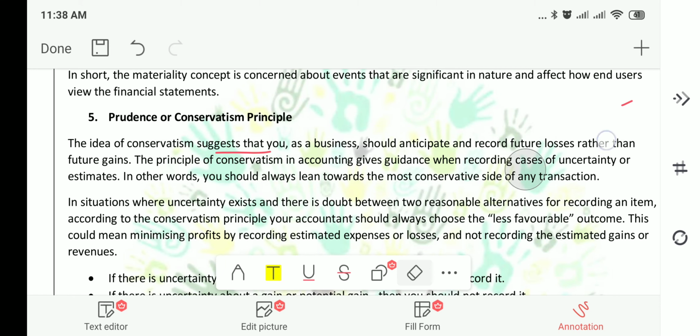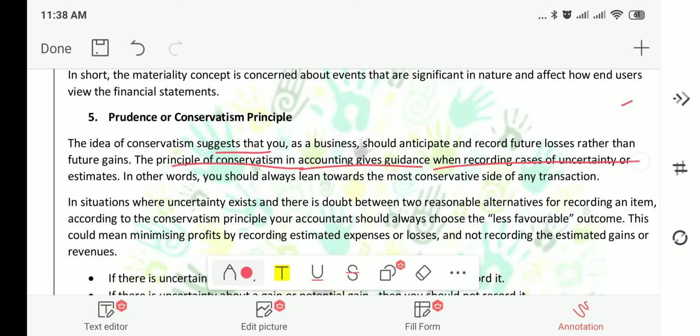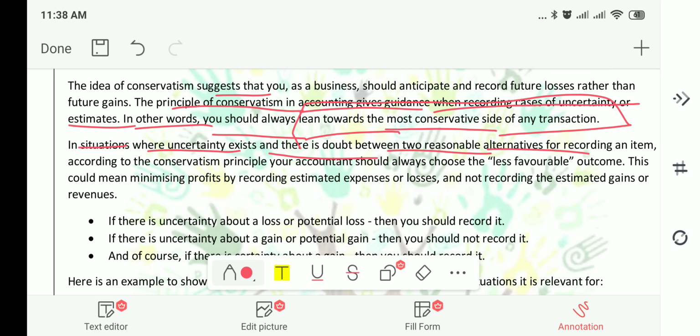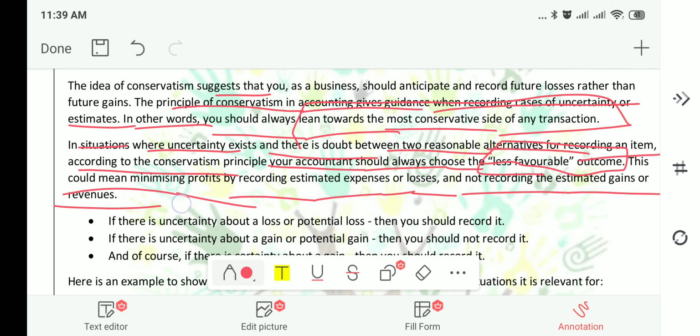See, we can see it again. Definitions. The principle of conservatism in accounting gives guidance when recording cases of uncertainty or estimates. In other words, you should always lean towards the most conservative side of any transaction. In situations where uncertainty exists and there is doubt between two reasonable alternatives for recording an item, according to the conservatism principle, your accountant should always choose the less favorable outcome. This could mean missing profits by recording estimated expenses or losses and not recording the estimated gains or revenues.